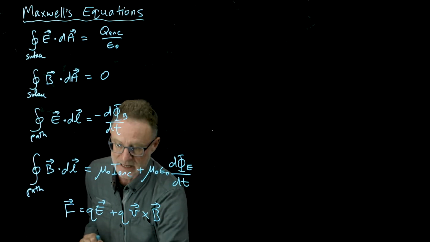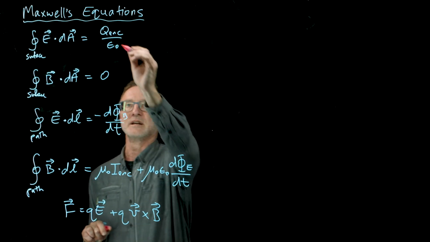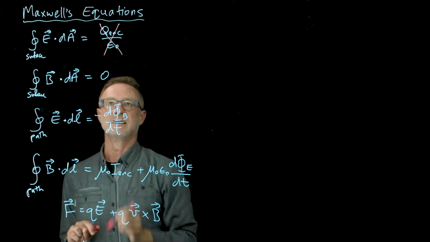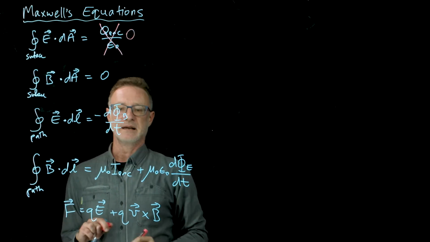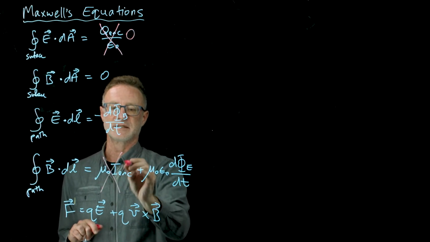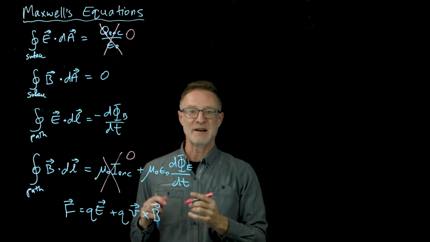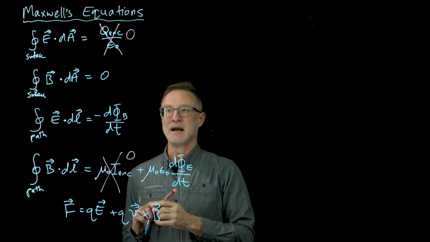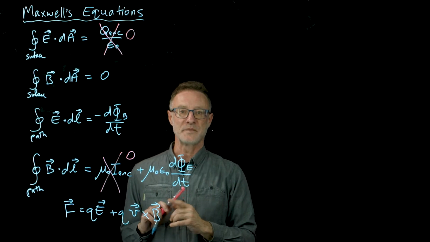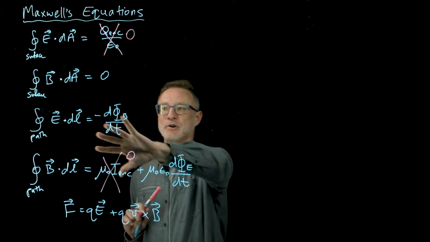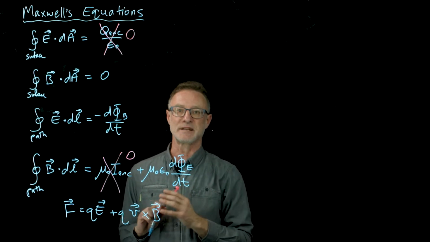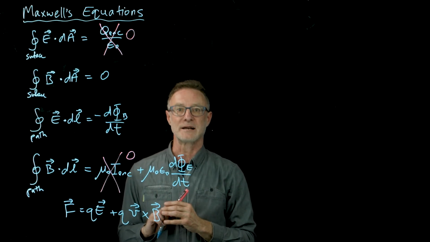And if that's the case, then we can immediately cross out the enclosed charge, because there is none, and so that's going to be 0. And similarly, the enclosed current is going to be 0. So now we have Maxwell's equations in a vacuum, which take on a simpler form. And what Maxwell showed was that these 4 equations here have a solution that's a traveling wave. And that's what we're going to look at now.